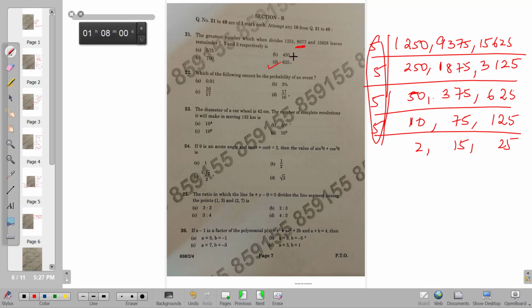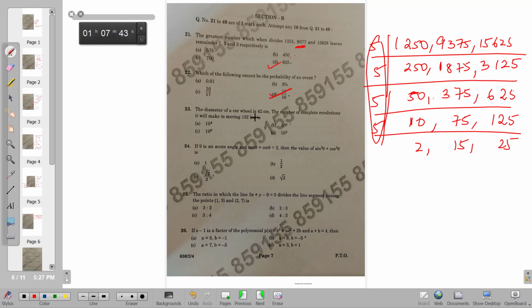Unnecessarily I lost time in this question, but that's okay. Sometimes it happens. Okay, let's try to save time on a few other questions. Which of the following cannot be the probability of an event? Well, the probability always has to be a value between 0 and 1. Clearly 17 out of 16, since it's an improper fraction, it's not between 0 and 1.